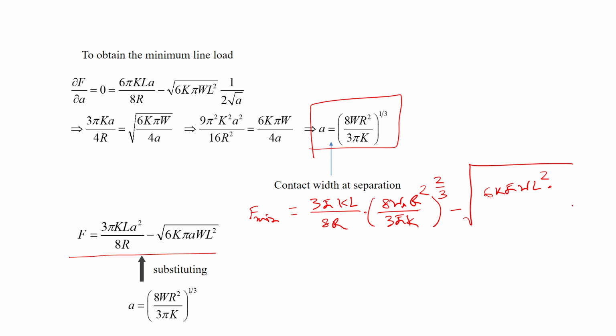So, let us take it outside, A to the power 1 by 2. I will write over here, it is 8 w r square by 3 pi k, and this is 1 by 2, it is 1 by 6 here, okay, like that. So, here once again all these arrangements have to be done, rearrangement has to be done, and finally, one can do a little bit more algebra.